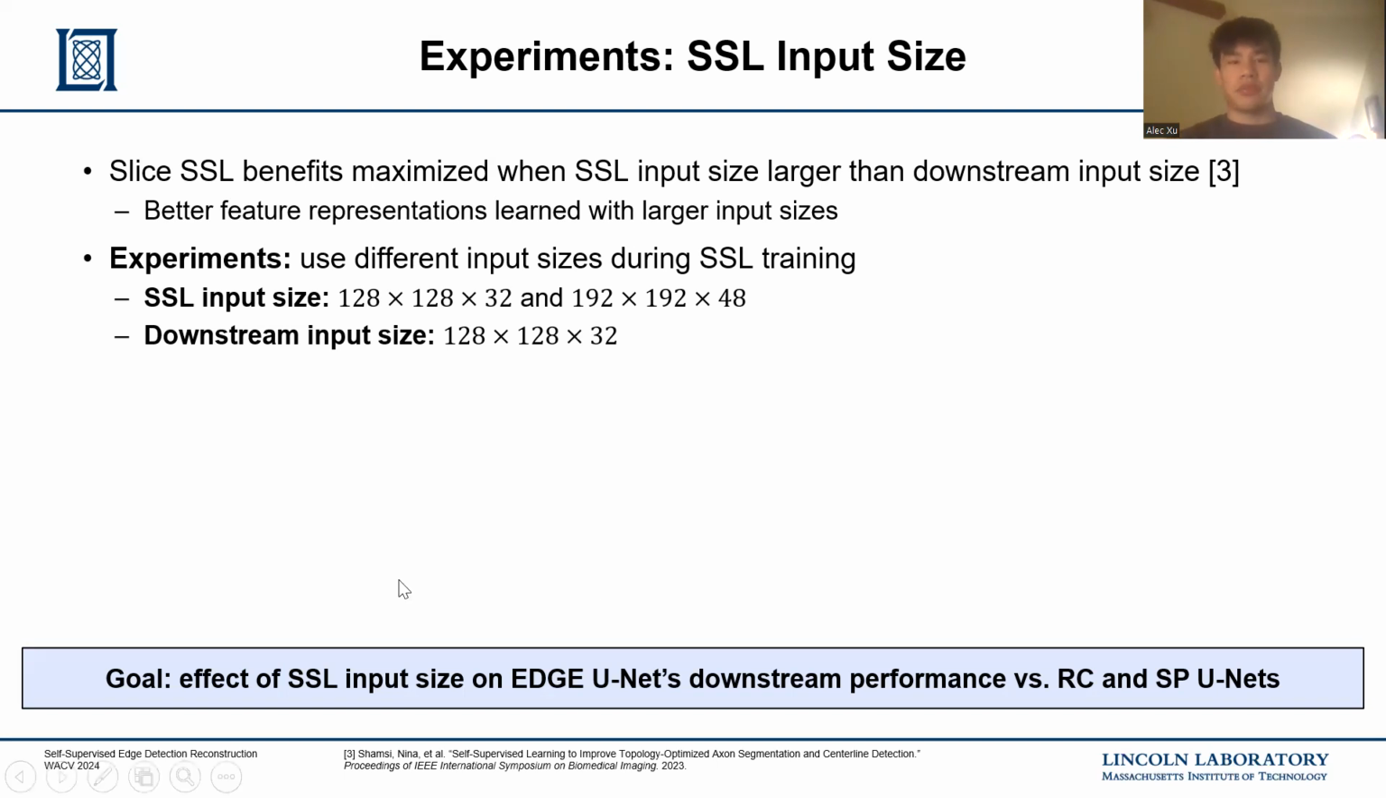And so in all of our experiments, we used 2 different types of input sizes during SSL training, a smaller and larger one. And then our input size for axon tracing training was the same as the smaller SSL size. We only include results for the smaller SSL size in this presentation for the sake of time.